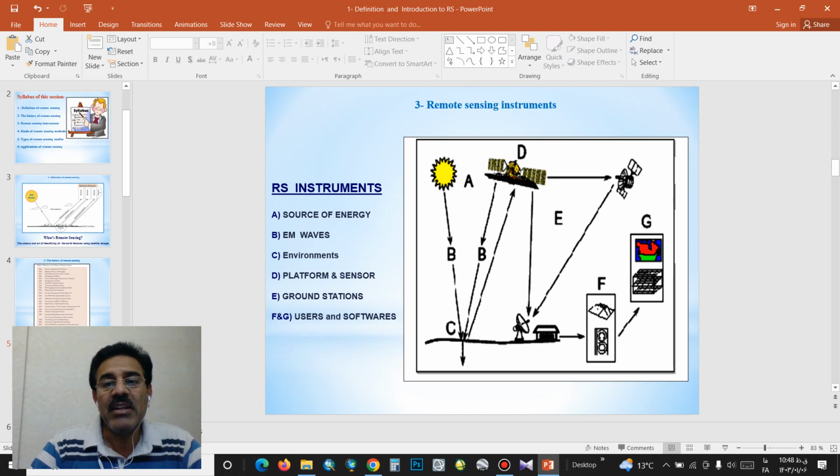Number 3, remote sensing instruments. This slide is showing RS instruments. A, source of energy such as the sun or the satellite. B, EM waves or electromagnetic waves. C, environments. D, platform and sensor, for example, satellite. E, ground station or ground receiving station. F and G, users and software.